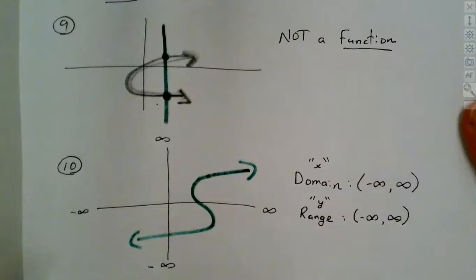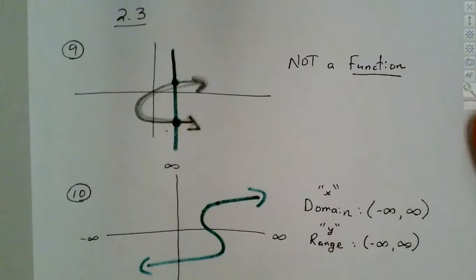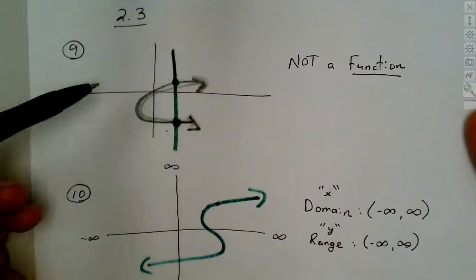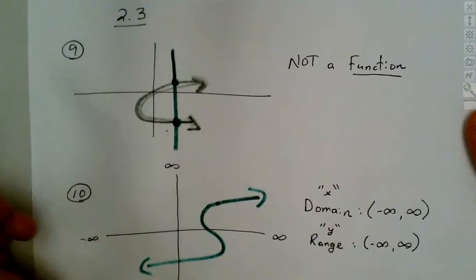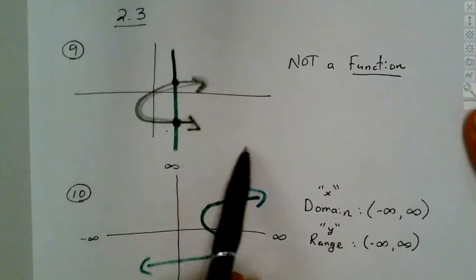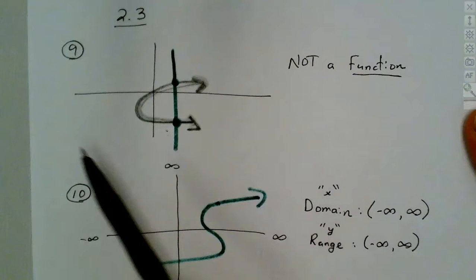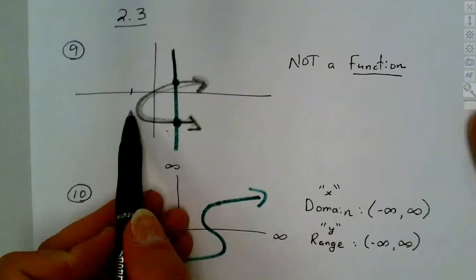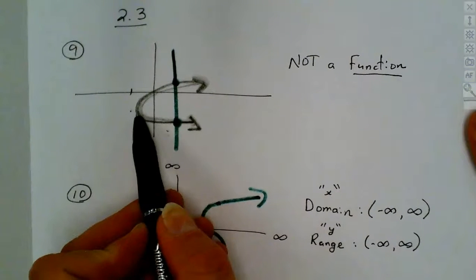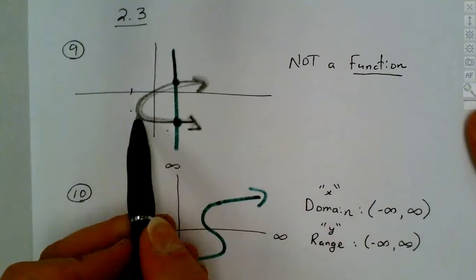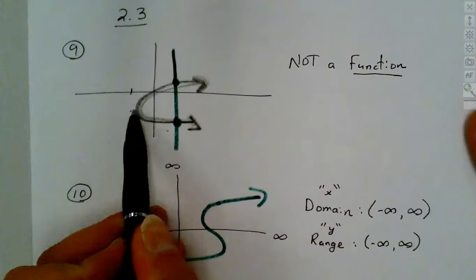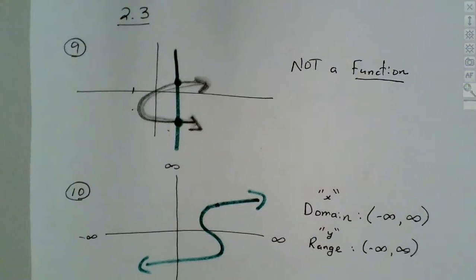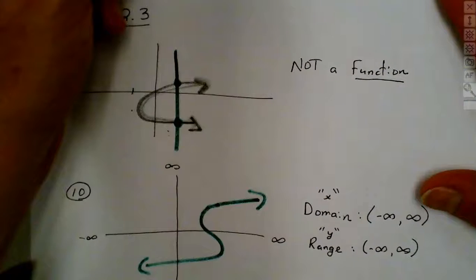But this one would not be the same domain. The range would be the same because it would go up and it would go down. But the domain would be wherever it starts. So it'd be like at -5 for the domain to positive infinity, because it can't go past that -5. Does that make sense now? Okay. So that takes care of those two.